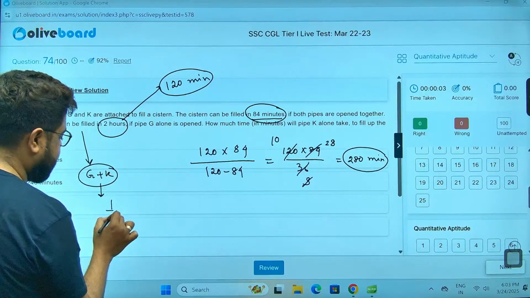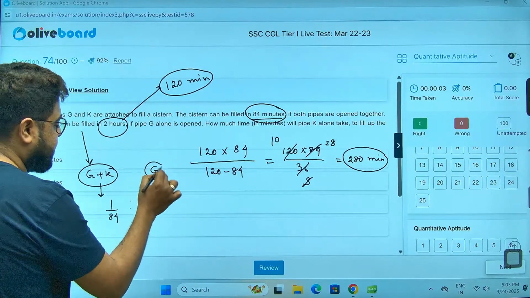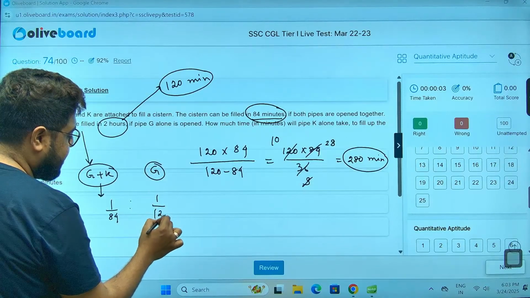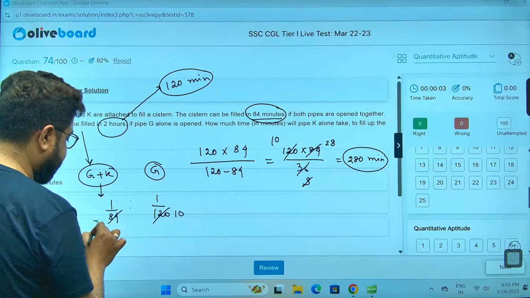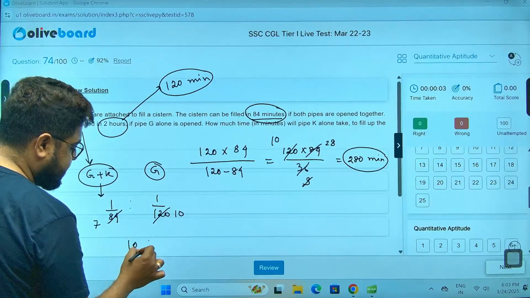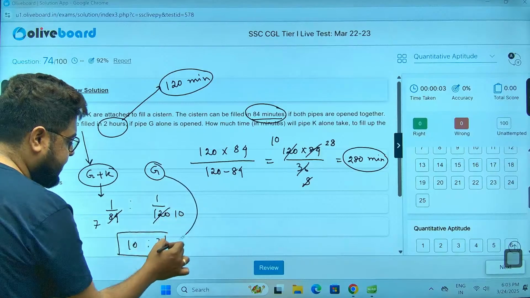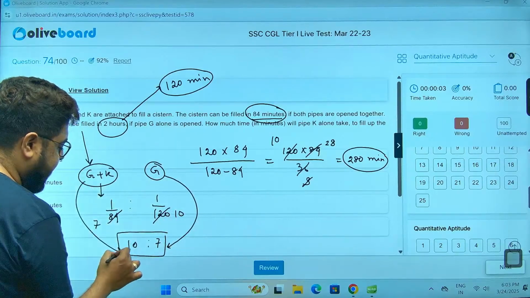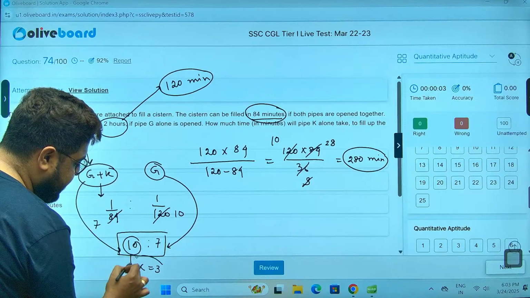Efficiency ratio will be, sir, 1 by 84, 1 by time ratio. And only G, sir, that is 1 by 120. Calculate, sir: 12 tens are this, 12 sevens are this. So the ratio is, sir, 10 to 7. That means G is filling 7 liters, G plus K is filling 10 liters, meaning K is filling, sir, 3.